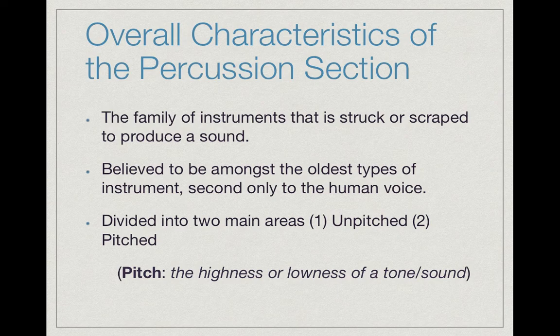For the purposes of the orchestra, however, percussion instruments are divided into two sections, one being unpitched or not pitched, and the other being pitched. Now, you'll see that familiar word here. We've done the elements of music, and you know what pitch is. It's the highness or lowness of a tone or sound. And that basically means that there are percussion instruments where you can hear the highness or lowness of the sound, and there are other percussion instruments where you can't hear that highness or lowness of the sound. And we'll go through a couple of both.